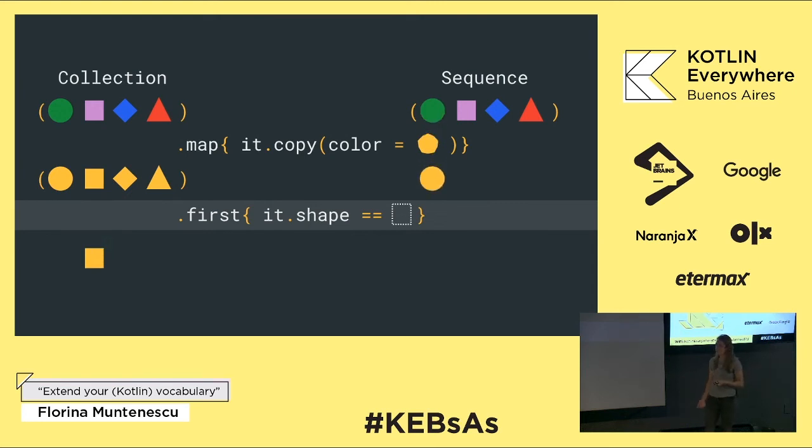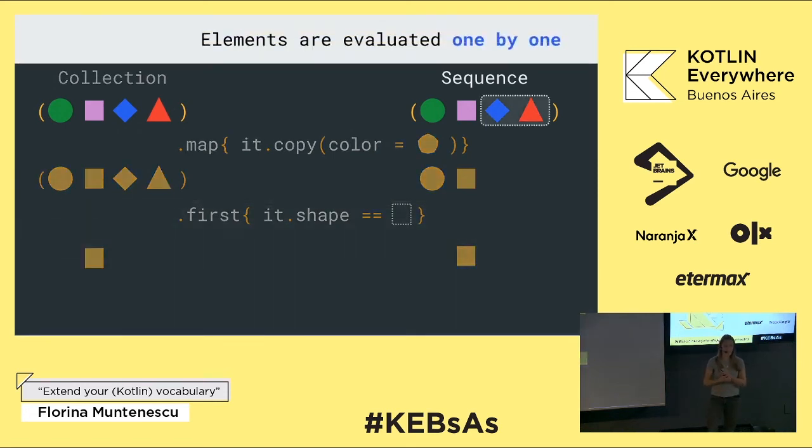But with sequences, it's no longer like this. It just goes over map, and only when first is called, only then will map be triggered. And instead of working on the entire collection, we will work on each element of the collection. So first, the circle will be retrieved and made yellow. Then it's checking, hey, is this a square? It's not. Then the next shape is taken, it's made yellow because map is called. Is this the square we're looking for? Yes. And this is where everything ends.